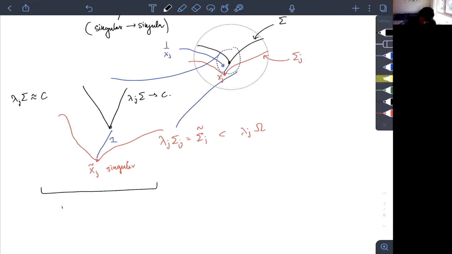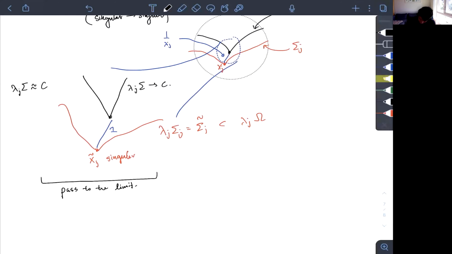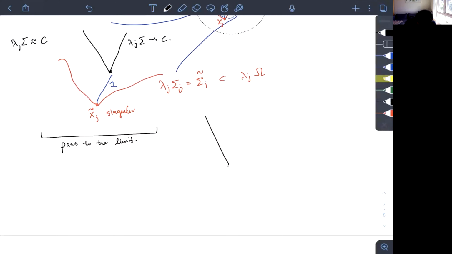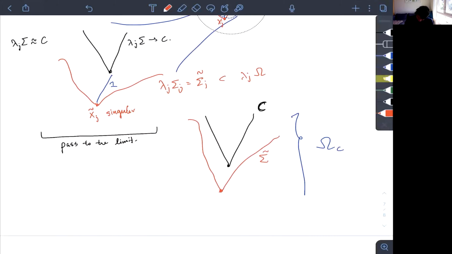And so what I want to do here is pass this picture to the limit. So in the limit, I get exactly the cone. And I have this set omega C, which is supposed to be the one side of the cone. Remember that that's where the sigma j's are living. And then I have some surface, sigma tilde, and x tilde. Okay, so the first observation is x tilde is in the singular set. This is by Allard. Because if x tilde was smooth, then, since x tilde is the limit of these singular points, singular can't converge to smooth. Okay, so singular has to converge to singular. And moreover, this distance is one.